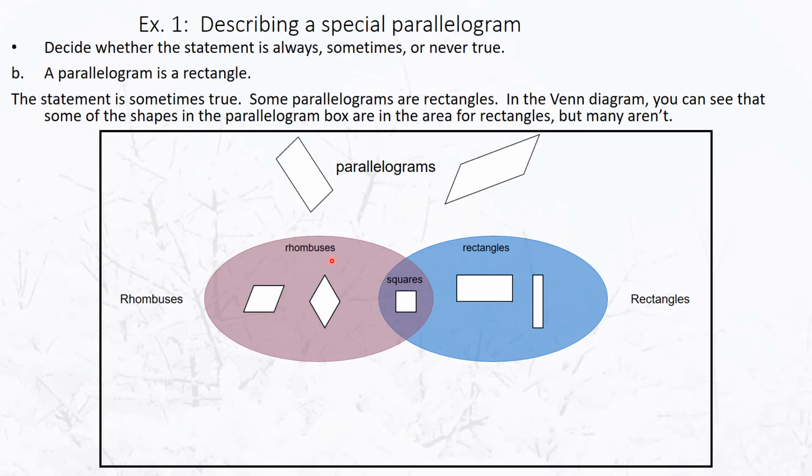Let's check the second part. A parallelogram is a rectangle. The statement is sometimes true. Some parallelograms are rectangles. In the Venn diagram, you can see that some of the shapes in the parallelogram box are in the area for rectangles, but many aren't.